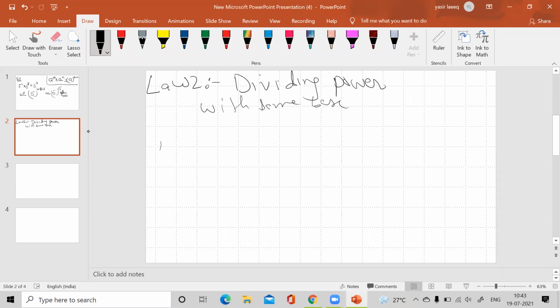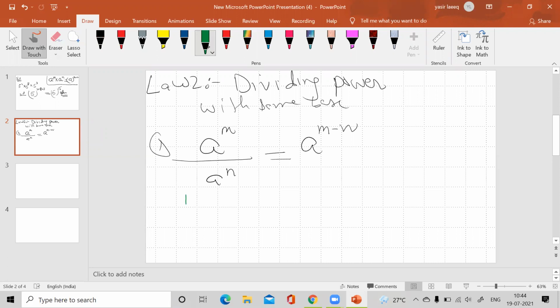Okay, what is the rule? What is the formula? If A is any number having power m and A is another number with power n, then we can do it like A raised to the power m minus n. Is it clear? Here also you can see that base is same and powers are different.